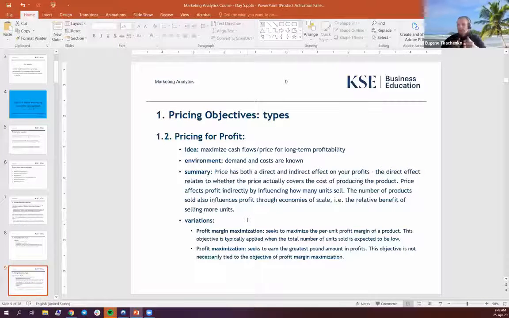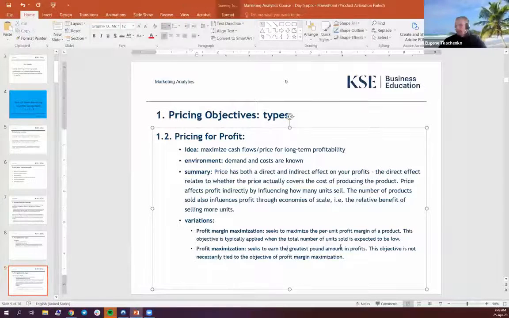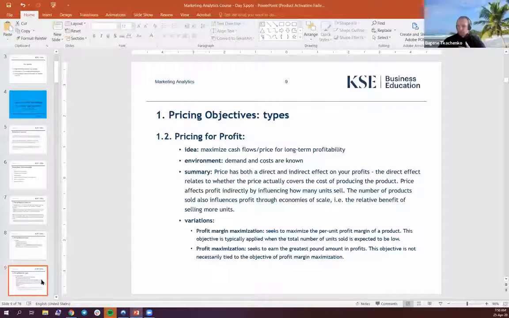Another variation is profit maximization. So basically setting the greatest pound amount in profits. So this objective is not necessarily tied to the objective of profit margin maximization, because here we're not necessarily talking about changes in variable costs. It's all about just increasing our profit as much as possible by setting up prices or by adjusting the ways we are treating our clients, basically by other pricing techniques, which we will talk about later.